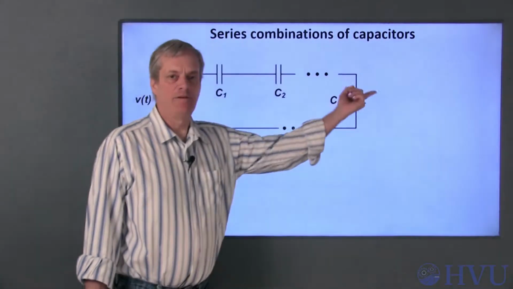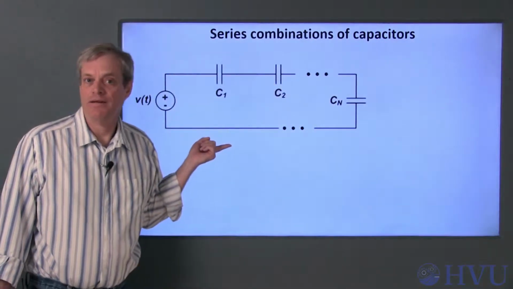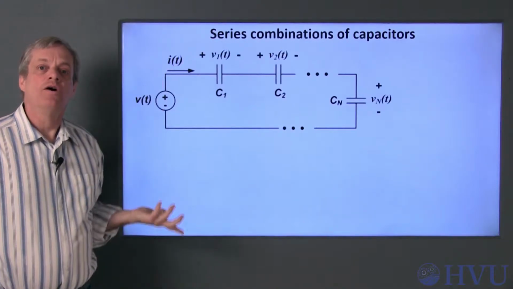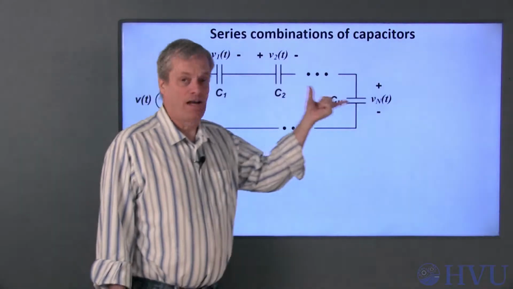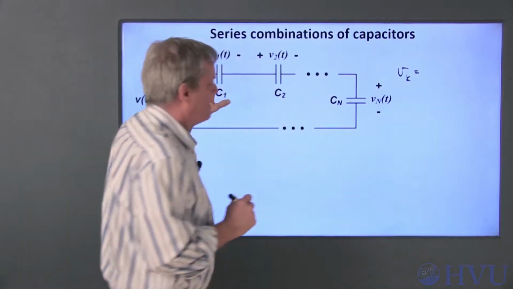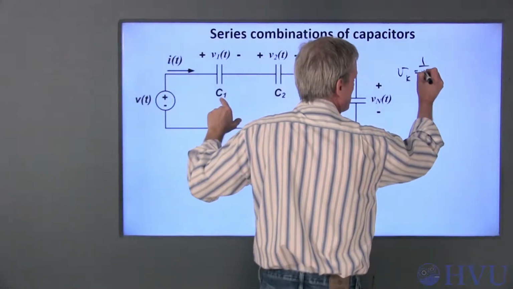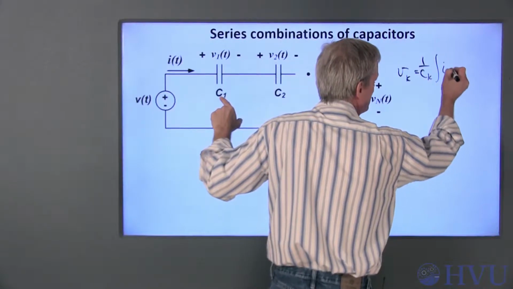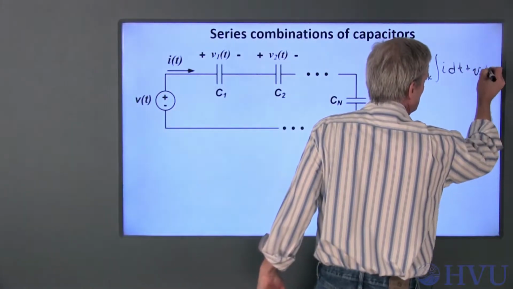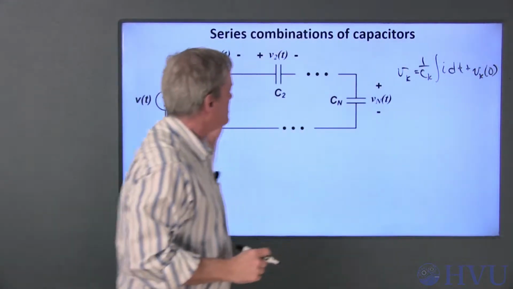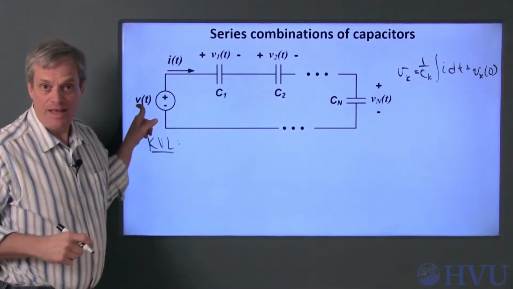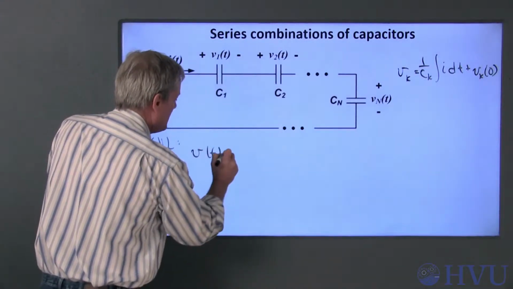Suppose we have a series combination of n capacitors, as shown here. Since the elements are in series, they all share the same current I of t. The voltages across each capacitor are defined here. If the voltage across the kth capacitor is 1 over C sub k times the integral of current I dt plus the initial voltage V sub k at 0, I can use this equation for the voltage across each of these capacitors.